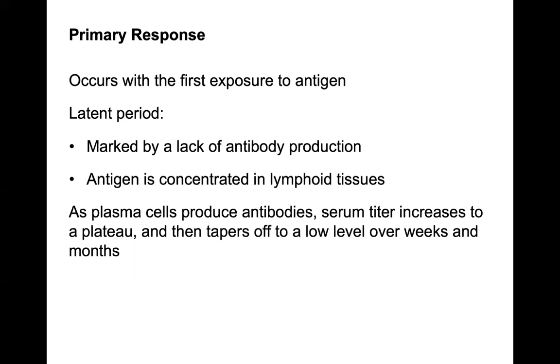When we talk about production of antibodies, first exposure will cause a primary response. You typically will have a latent period. This is marked by a lack of antibody production. The antigen is concentrated in lymphoid tissues. It's not really as dispersed. And plasma cells produce antibodies. The serum titer increases to a plateau, and then it tapers off to very low levels over the weeks and months.